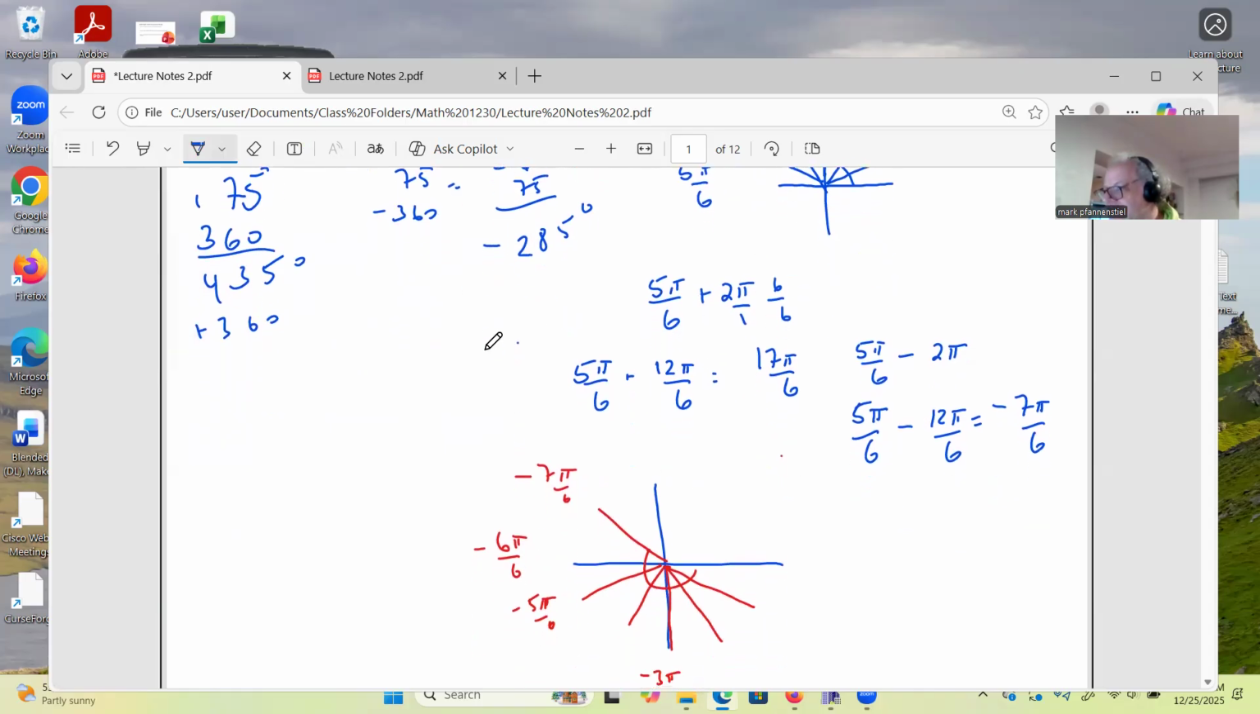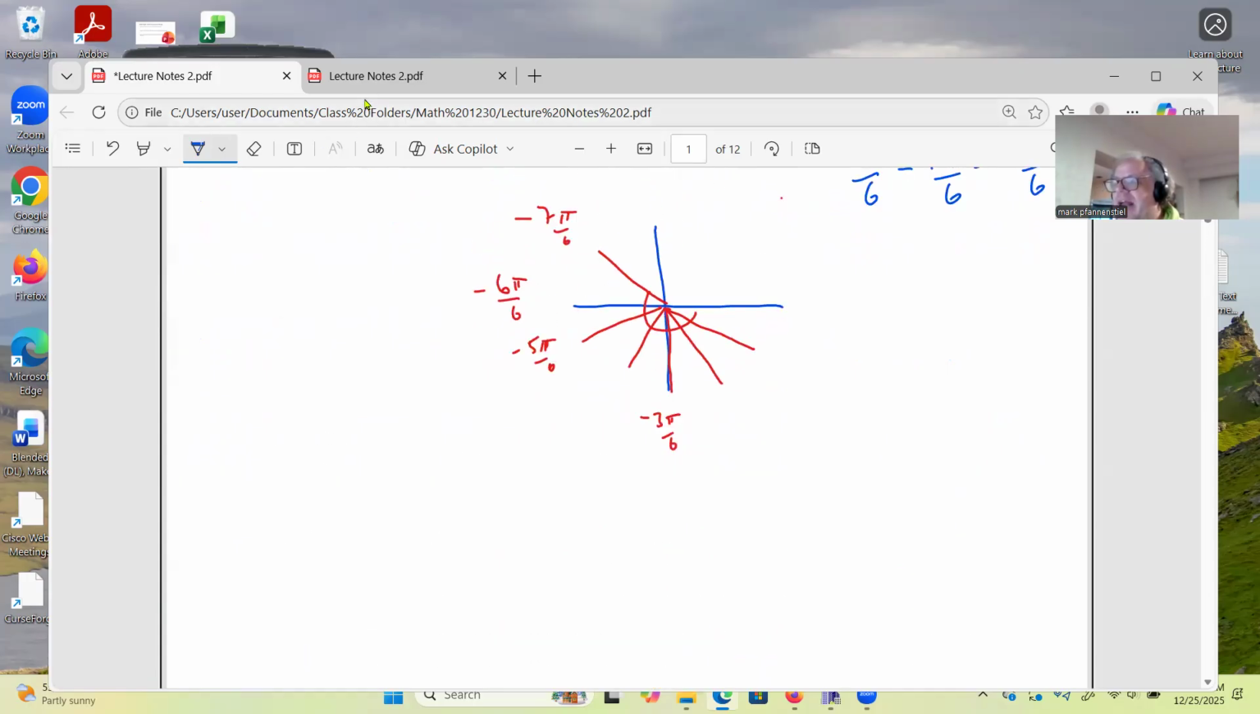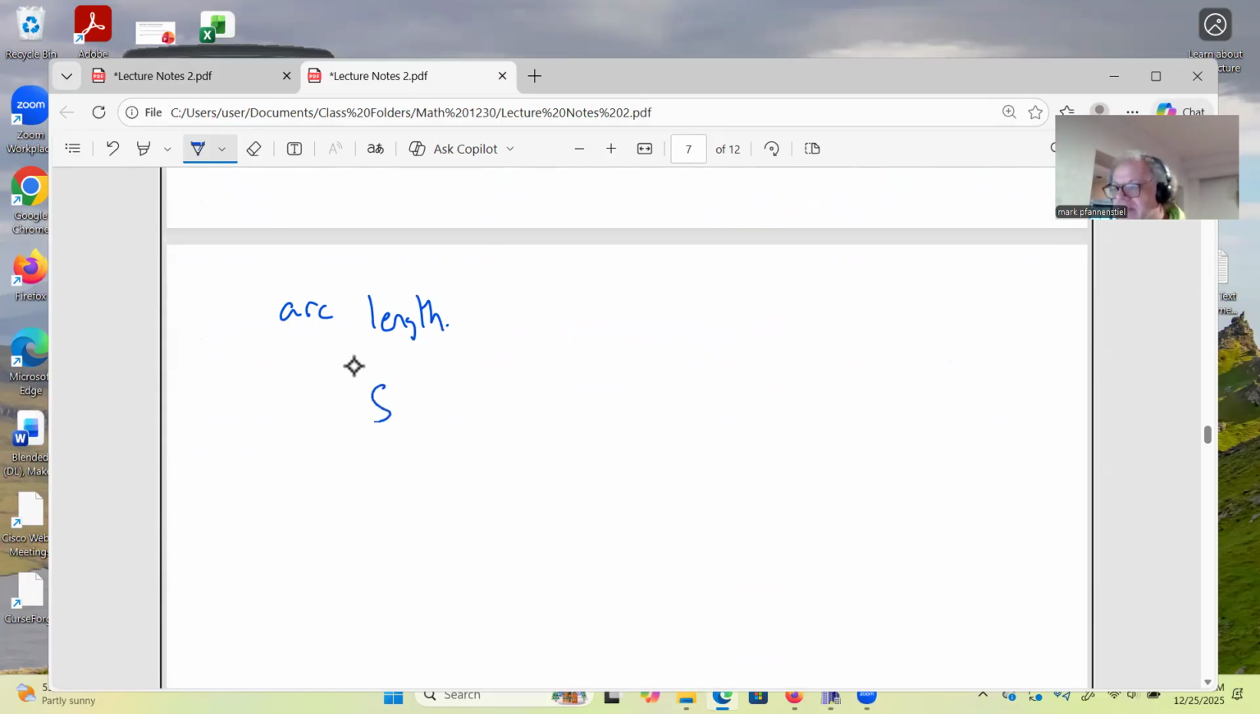All right, so let's see here. We want to go to the next little thing. Oh, we don't want to quite go there yet. That's coterminal angles. We want to talk about arc length. Okay, so arc length is s equals r theta. That's the formula we have for arc length.